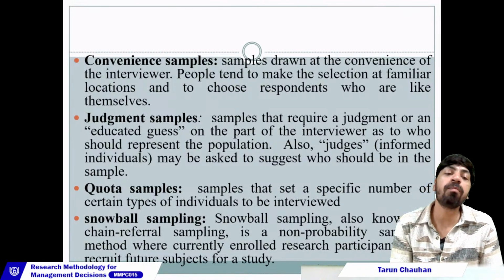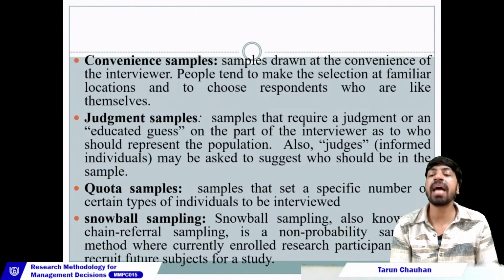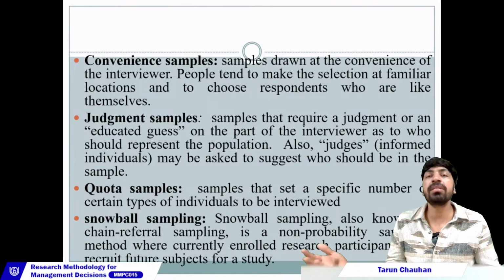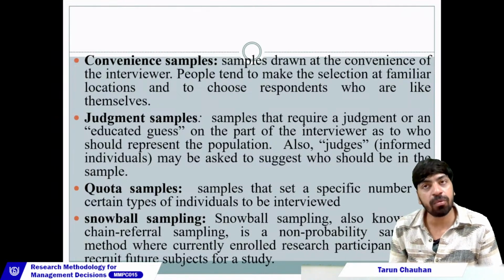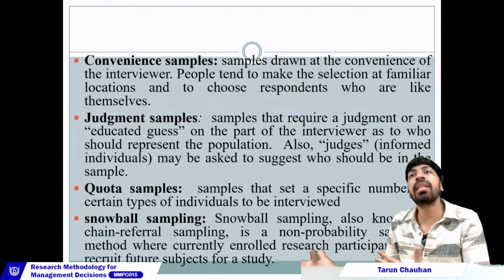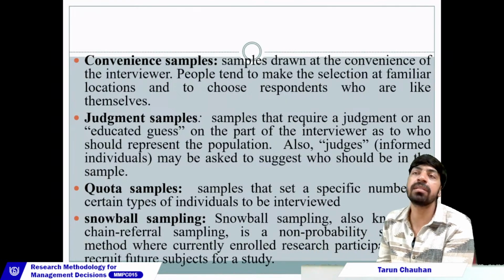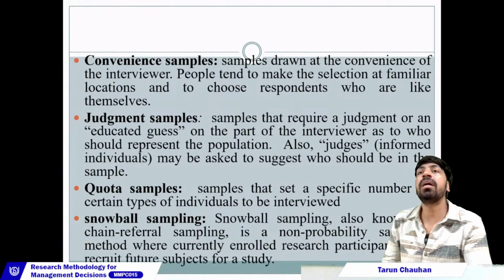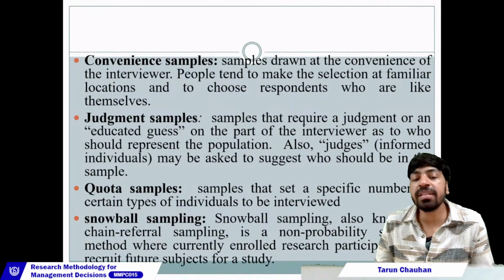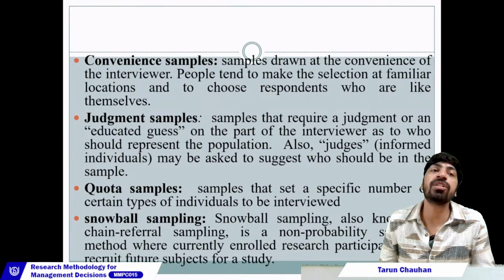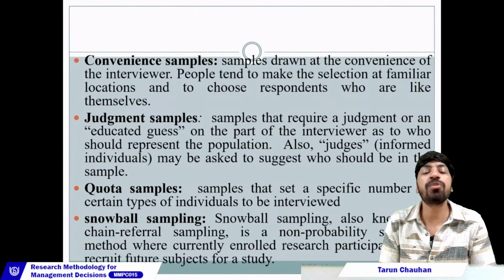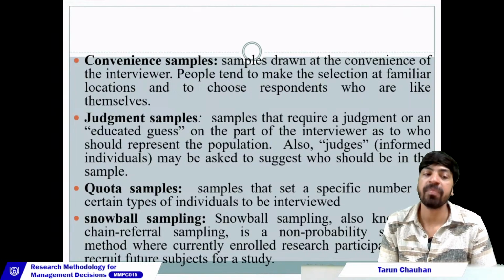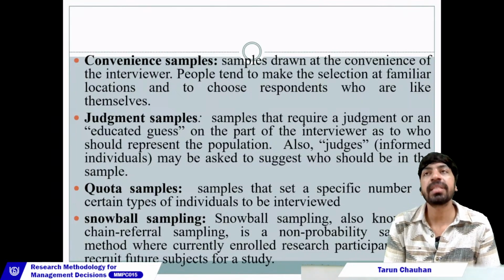Let's talk about snowball sampling. Snowball sampling, also known as chain referral sampling, is where persons who are not aware of the future subjects for a particular study get all that information from friends to friends, through references, where the researcher can easily get the participants and get familiar with the future subjects for their own research study. That's called snowball sampling.